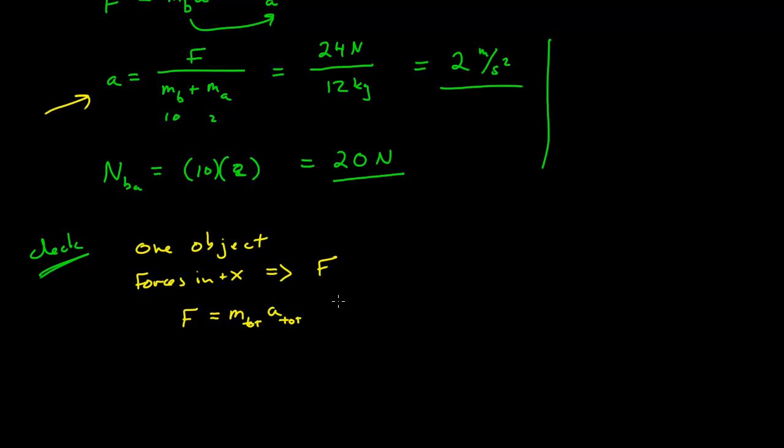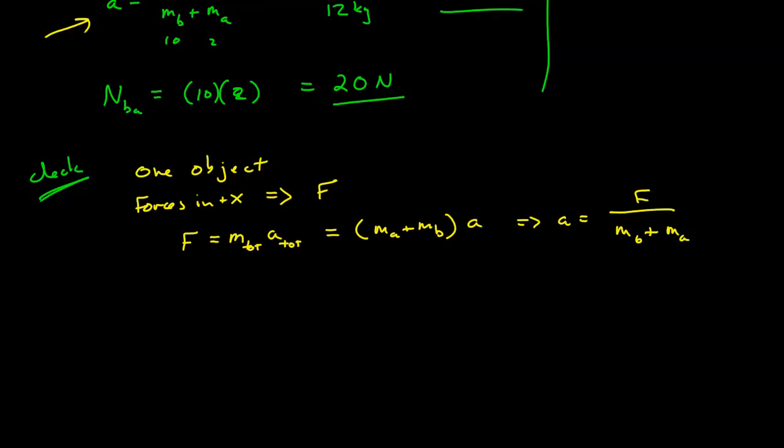Well, the total mass is mass A plus mass B, and the acceleration of the combined system is just a again. It's the same as the individual objects. So a is equal to that force over the sum of the masses.